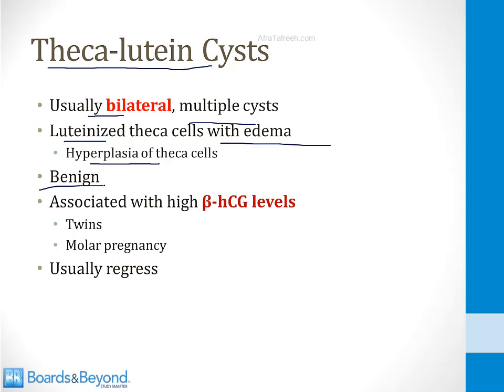These are benign, but the key thing to know about theca lutein cysts is that they're associated with very high beta-HCG levels. So these occur in women who have twins who can have high HCG levels, or women who have a molar pregnancy, also associated with high HCG levels. And they usually regress after the twins have been delivered or after the molar pregnancy resolves and the beta-HCG levels go back down to normal.